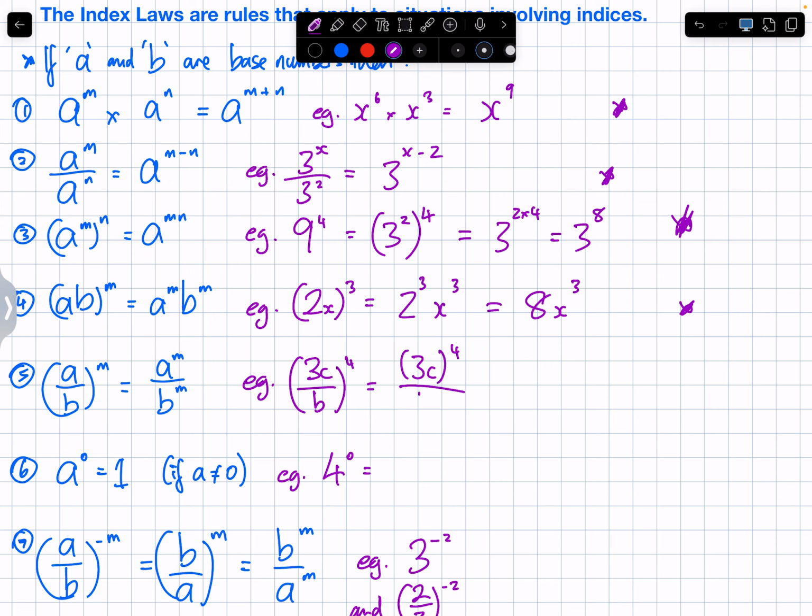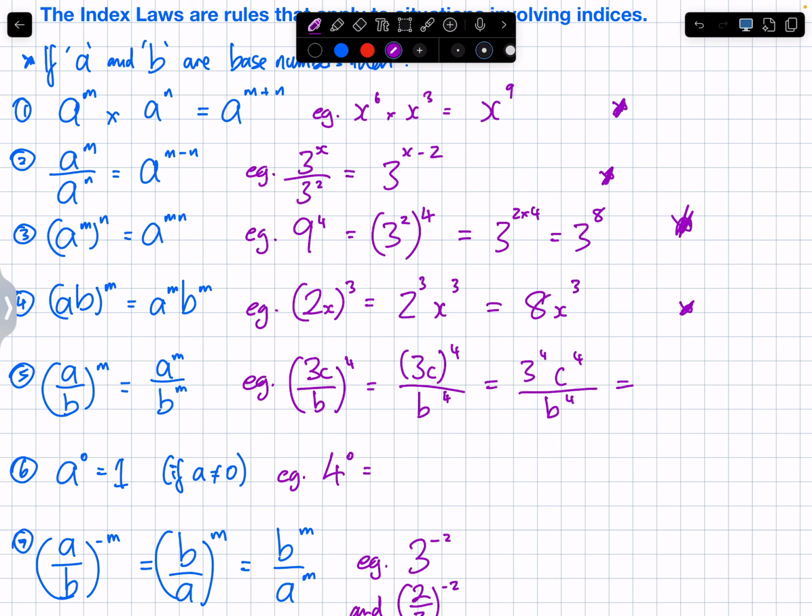Raise it to the power of 4. What do I do with that top? Because it's a set of brackets. Do we have a rule that shows you what happens when I multiply two things and there's a power? That has to spread again. So that's going to be 3 to the 4 times c to the 4 over b to the 4.